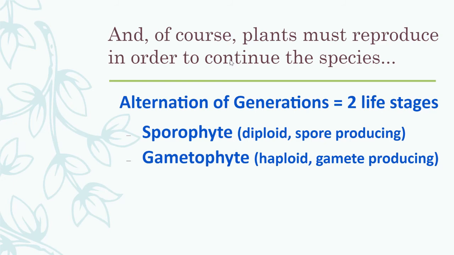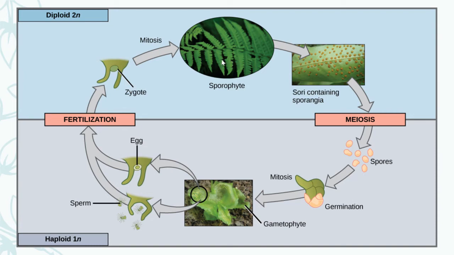So you can see that in some pictures here. This is actually the same exact plant. It's just in its two different life stages. In the sporophyte stage of this fern, it has a full set of DNA and spores are being produced, which you can see on the bottom side of a fern's leaf. You might have seen that before in nature.